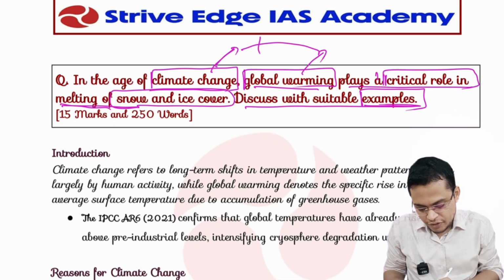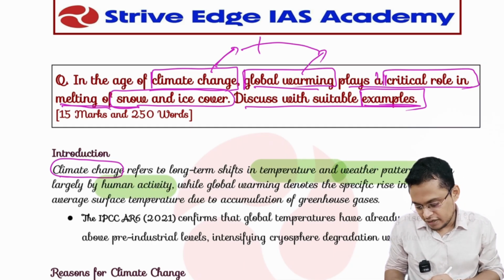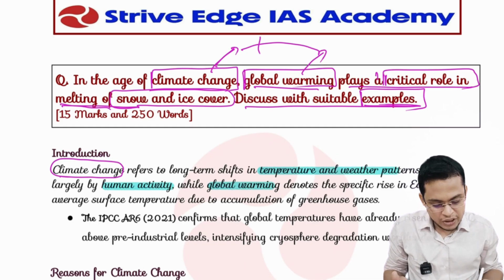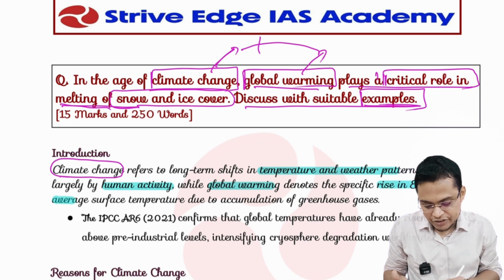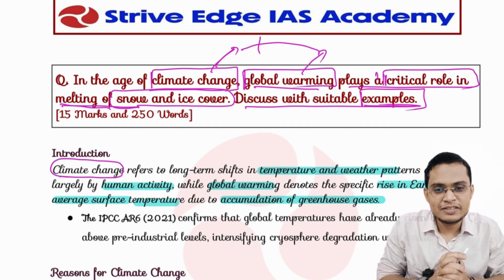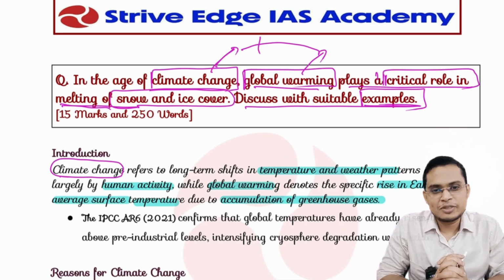So first we are going to discuss climate change. You can see here climate change refers to the long term shift in temperature and weather patterns, driven by human activity. We are not concerned here about natural activity because natural activities we can ignore as compared to human activity, while global warming denotes the specific rise in earth's average temperature due to accumulation of greenhouse gases. So over a period of time since the industrial revolution, we have emitted so much carbon dioxide and other greenhouse gases that our temperature has been rising constantly.